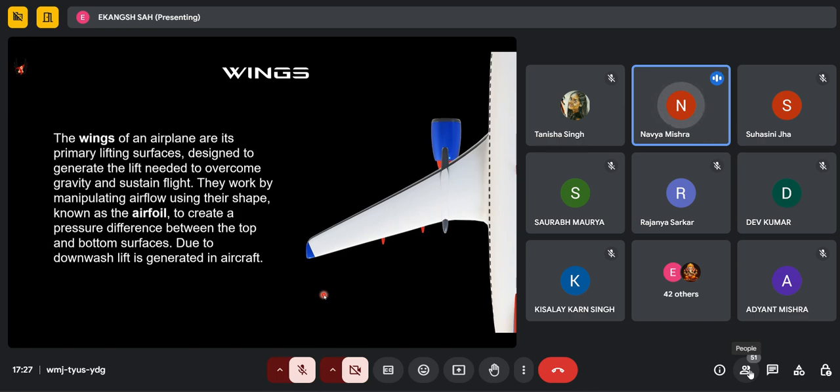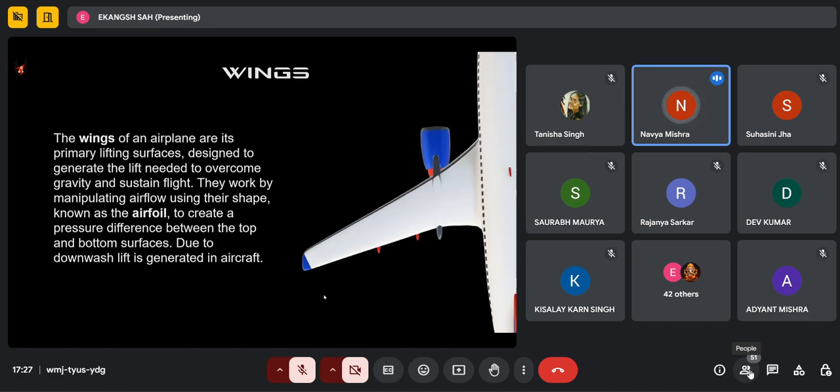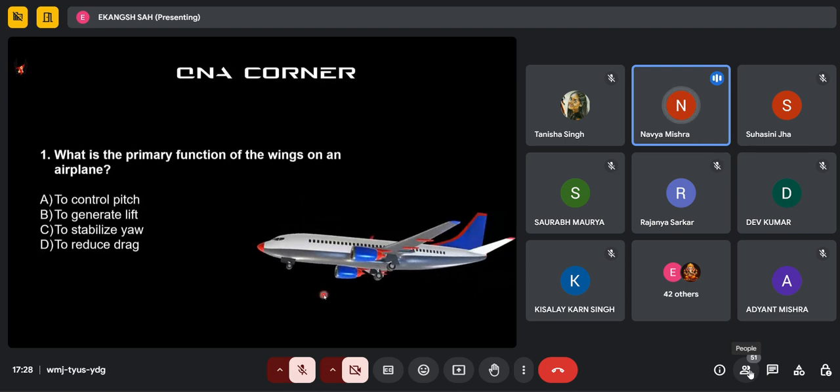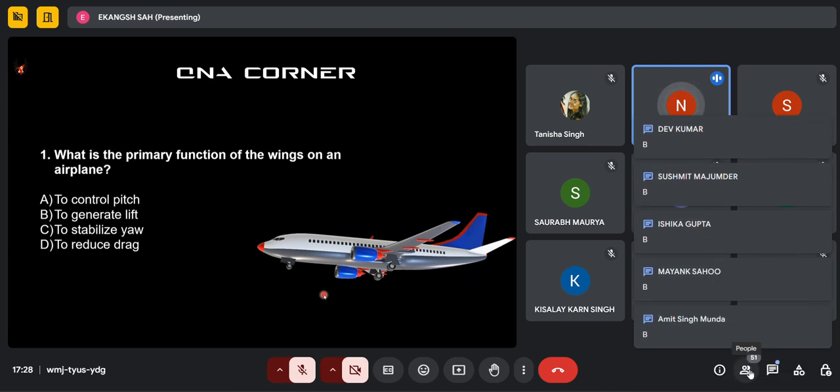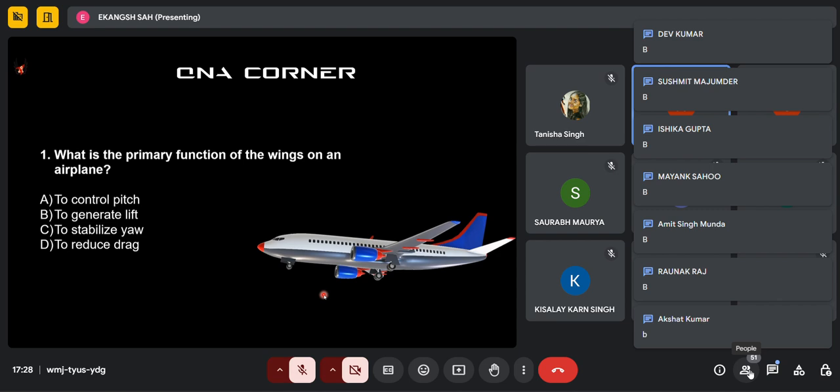Now we'll proceed towards a Q&A round. Next slide. I'll have a question for you all, and you'll all have to write your answer in the chat box. The question is: what is the primary function of the wings on an airplane? Option A is to control the pitch, B to generate lift, C to stabilize yaw, D to reduce drag.